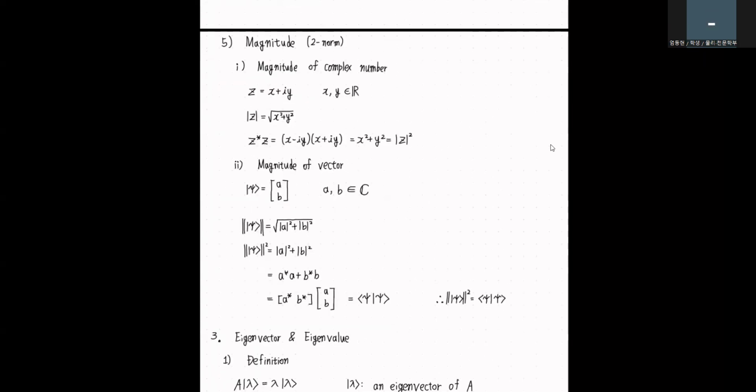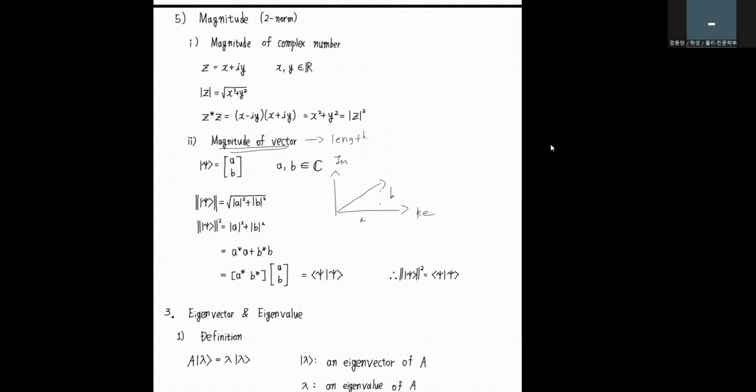Okay, now let's talk about magnitude. As I mentioned earlier, the magnitude of a vector is basically the length, the size of the vector. And of course, how to find the magnitude? For example, let's say you have a two-dimensional vector. So we have this length A and B, and let's say this is the X and Y axes. You use Pythagoras basically. So it's the square root of A squared plus B squared. This would be the length.